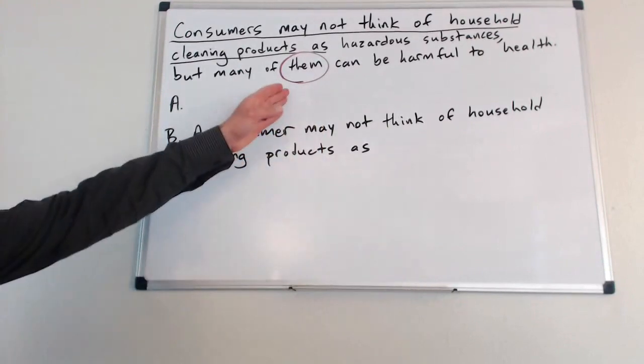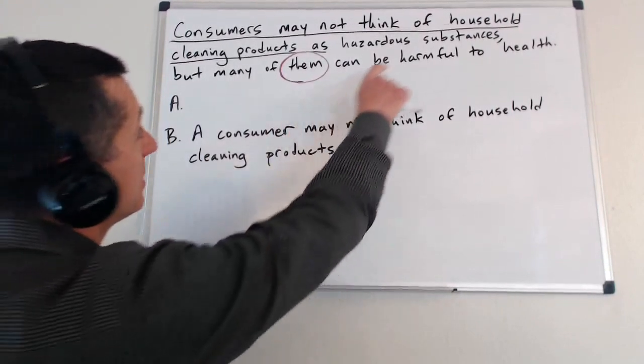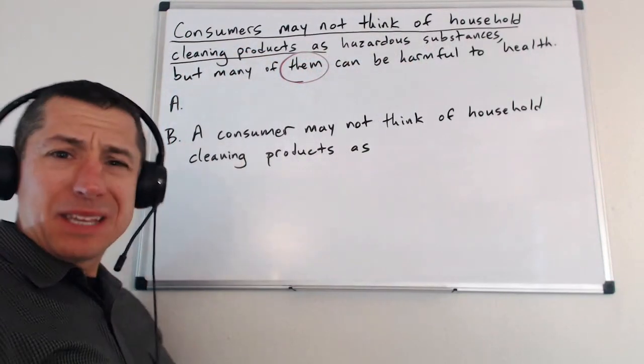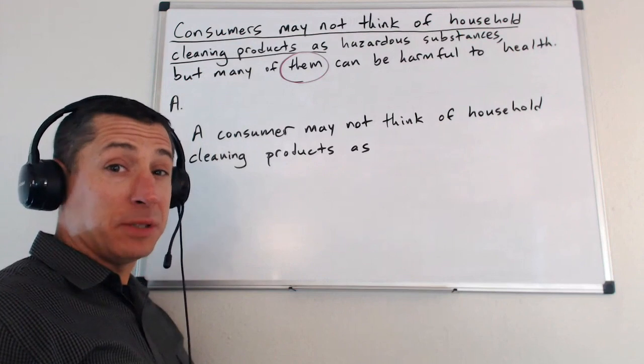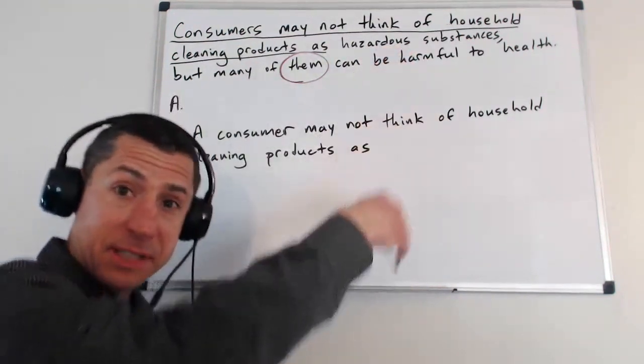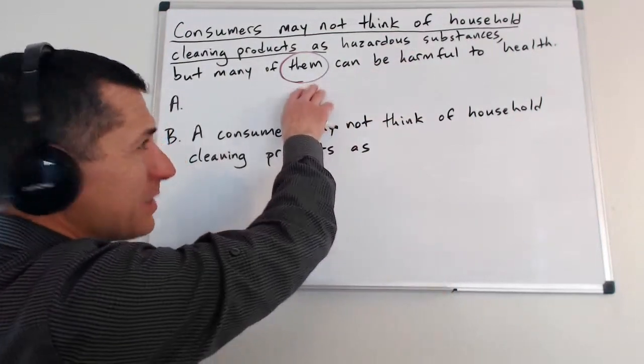I should think, all right, what does them refer back to? Well, substances, cleaning products, consumers. It's ambiguous. Do I think it's a huge problem? Honestly, I don't. Pretty sure that it's the cleaning products or the hazardous substances, which are the same thing here. So is this okay? I think it's okay.